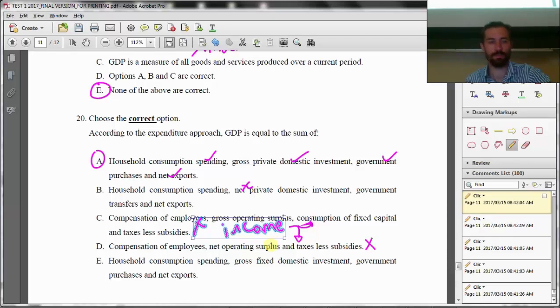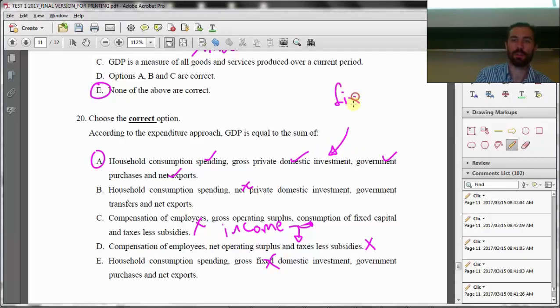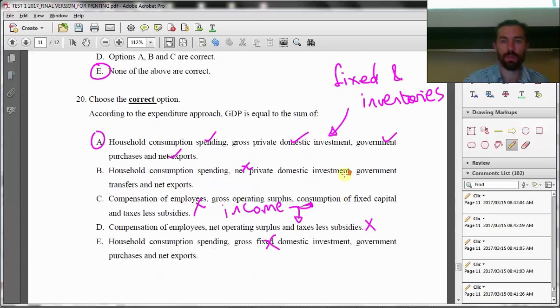Okay. And then household consumption spending, gross fixed, domestic investment. No, it's got nothing to do with the fixed. Remember, it's gross total investment. So investment here is both fixed and change in inventories. Okay, so option A is your correct option, and none of the others are workable.